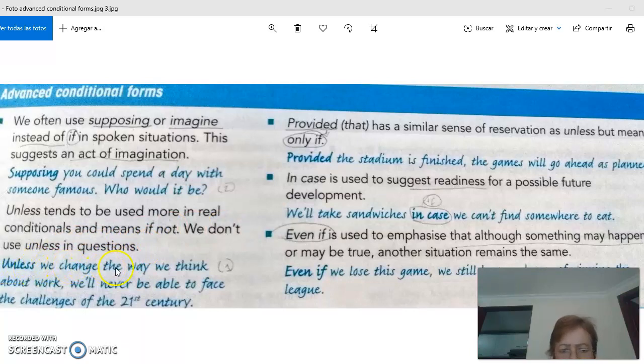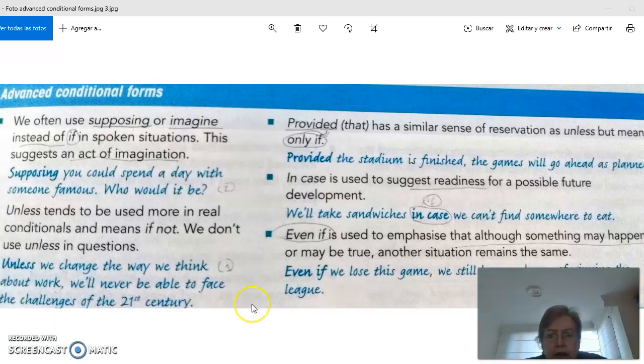Unless we change the way we think about work, we will never be able to face the challenges of the 21st century. Here we use unless to mean if not. How would this sentence be if we use if not? If we don't change the way we think about work, we will never be able to face the challenges of the 21st century. It's important for you to start using unless. It's an advanced conditional form.